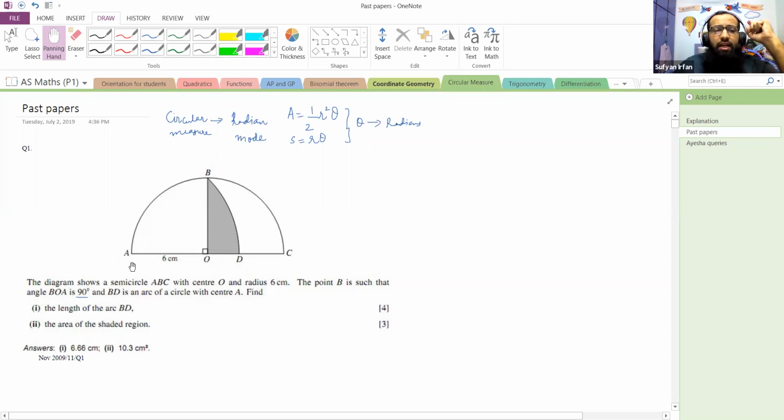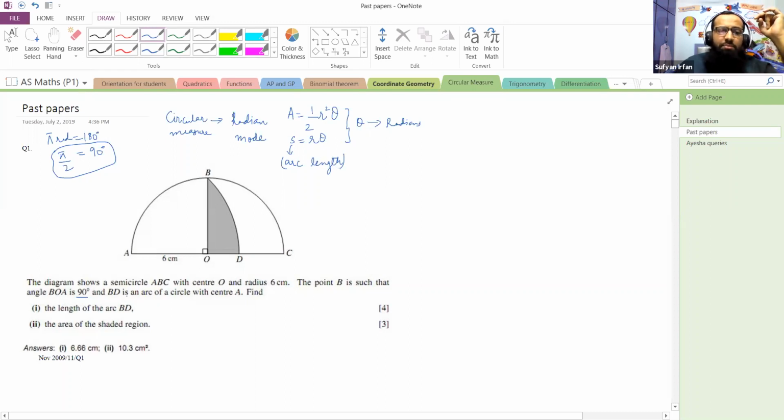Now comes the question. The point B is such that angle BOA is 90 degrees. We know that pi radians is 180 degrees. So 90 degrees in radians is pi by 2. And BD is an arc of a circle. So what is S? S is the symbol of arc length, and the formula of arc length is r theta, where theta is in radians.